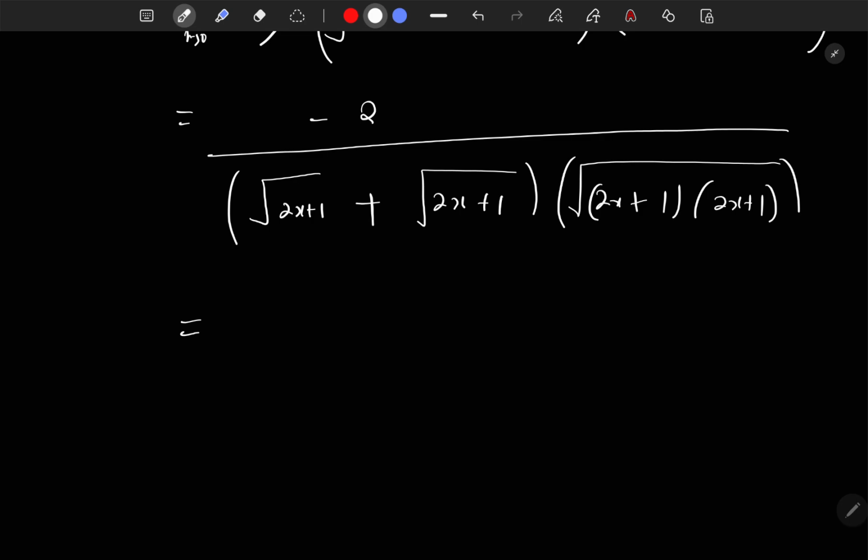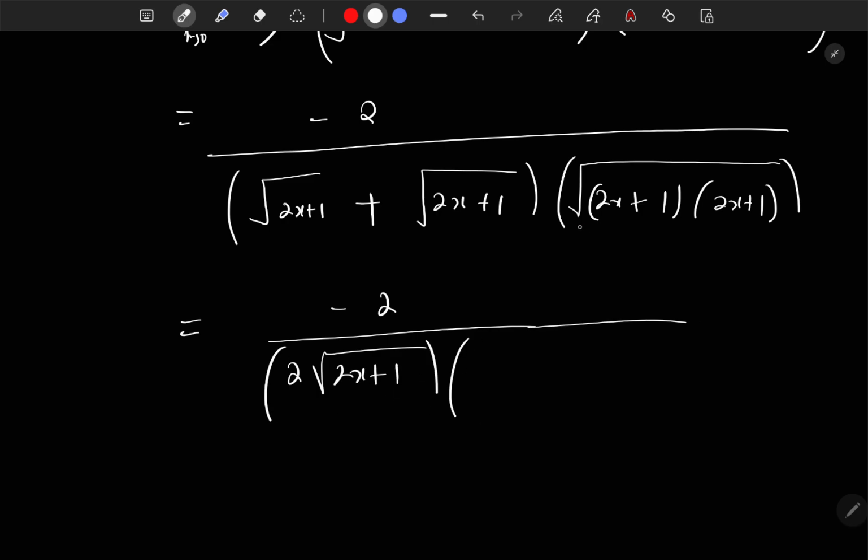Now what do we have here? If we multiply this, we are just getting the same. And here we're adding, which is 2 of this. So we have negative 2 over 2 of these, 2x plus 1. If I multiply this one, I'm just going to get 2x plus 1. I'm just squaring them.